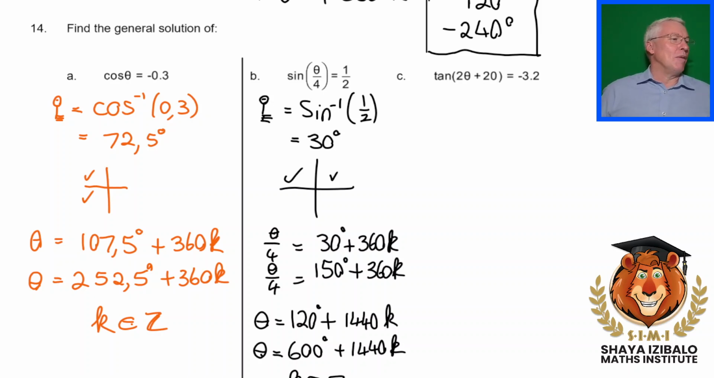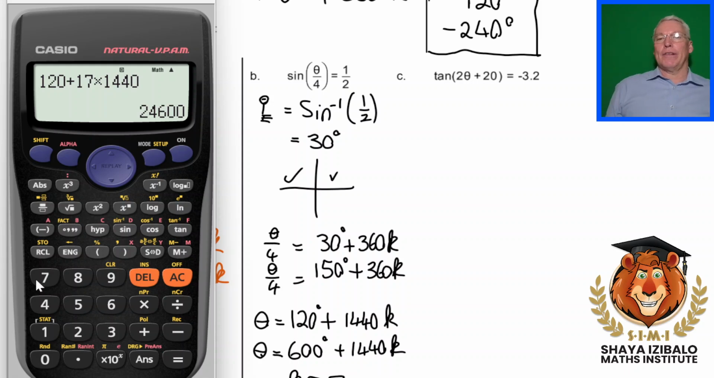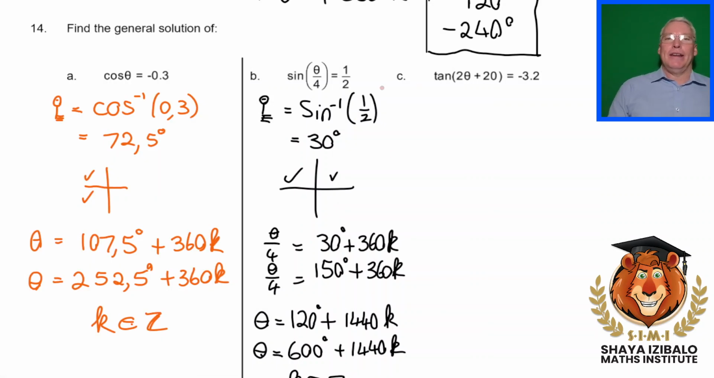Let's bring our calculator back and try that one more time. Sorry about that. So 120 plus, I'm still going to go with 17, 17 times 1440, and we get 24,600. Let's check that. If we find the sine of 24,600 over 4, we should get a half, and there we do. Okay, my apologies for adding a bit of noise there. Right, let's have a look at C.